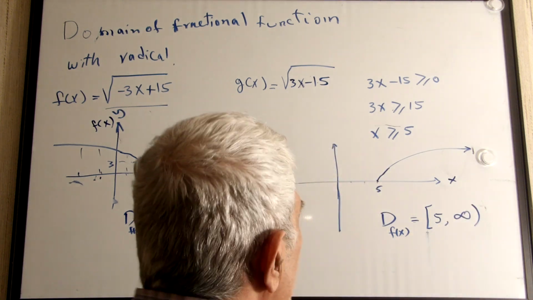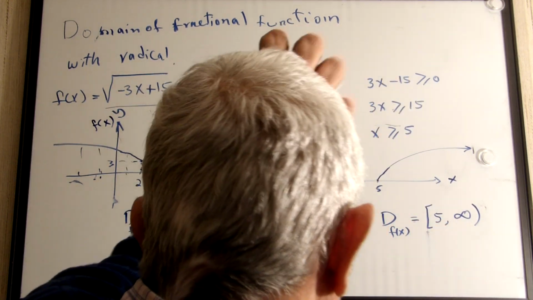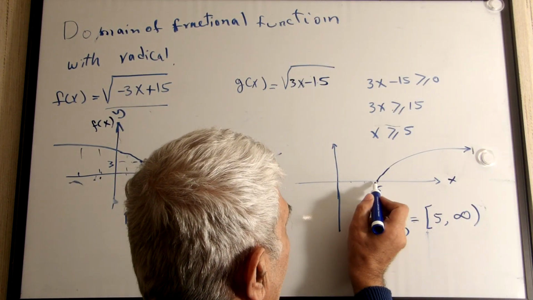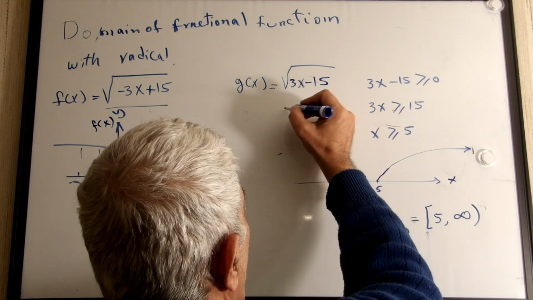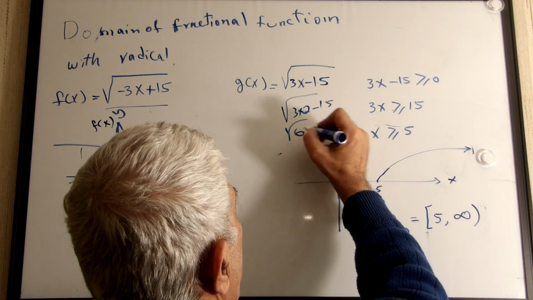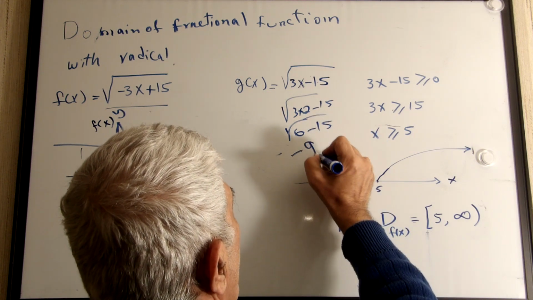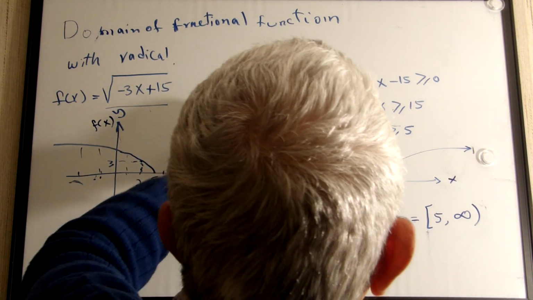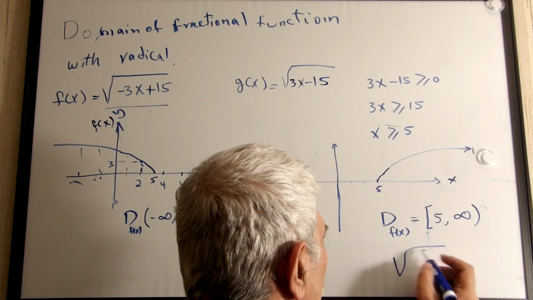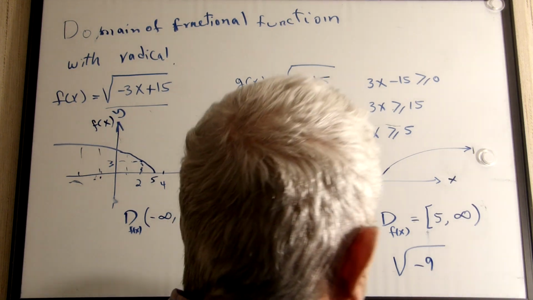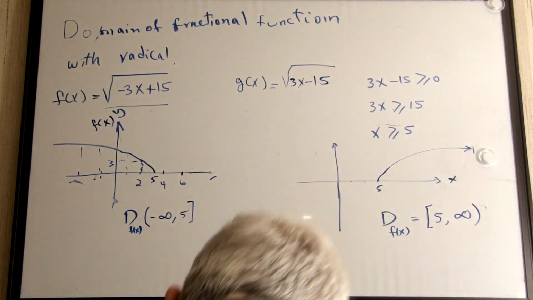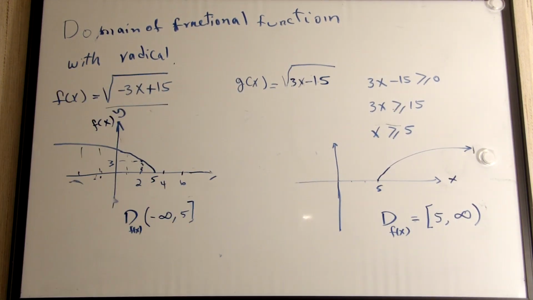I was just trying to tell you that in general, you cannot give any value less than 5. If you give less than 5, like 2, 3 times 2 is 6, minus 15 is minus 9, and you can't have a negative number under the radical, square root. That's an imaginary number, which in some areas of math has a lot of use.